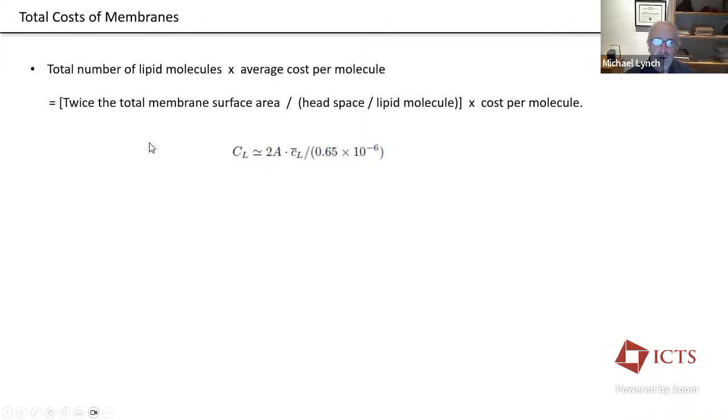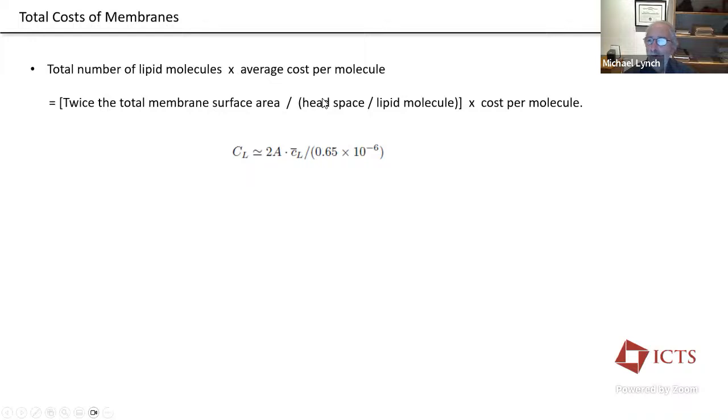With a certain amount of information, this is fairly easy to do. The cost of a membrane is equal to the total number of lipid molecules in the membrane times the average cost per molecule, which I just gave you. To get the total number of lipid molecules, we have to multiply the membrane surface area by 2, because lipid membranes are bilayers. There are 2 juxtaposed layers, tail-to-tail, with their hydrophobic tails paired up against each other. So we multiply by 2.